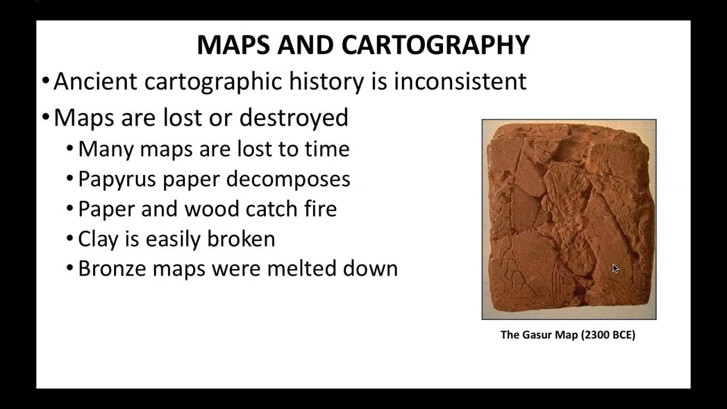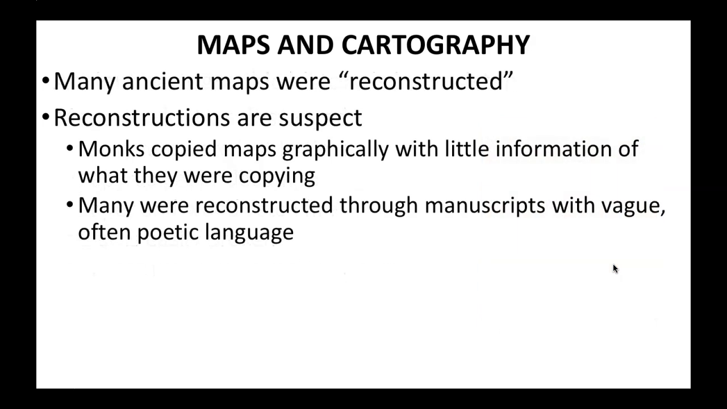For example, the Gasser map here of 2300 before the Common Era. And any bronze maps often also get melted down and reappropriated. What we often find are reconstructions of ancient maps. However, these reconstructions are suspect because the monks who copied them graphically did so with little information of what they were copying. Many of these monks were in monasteries, for example, where they brought in books and translations from other parts of the world, and they would copy them and recreate them, but without having visited these parts.